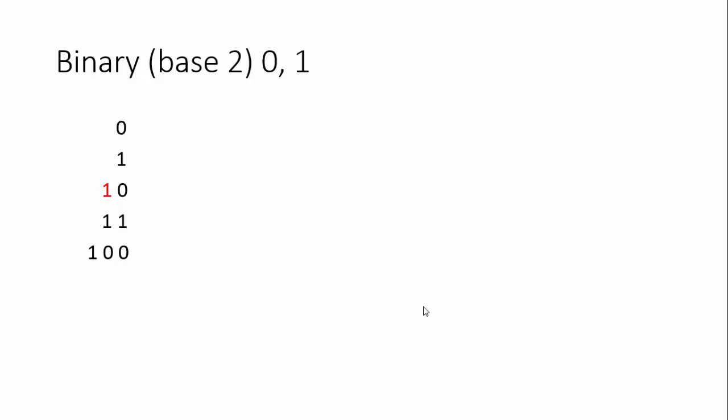So if I add one more, I have to move over now to the 4's column. So I have 1 in the 4's column, 0 in the 2's column, and 0 in the 1's column for an equivalent of 4 decimal. 5.